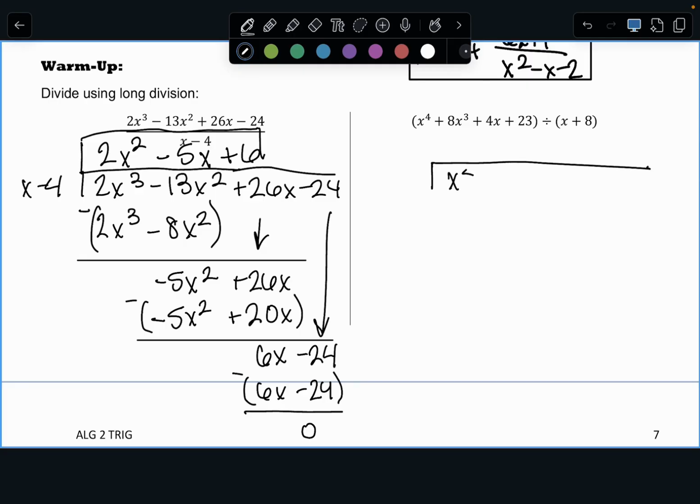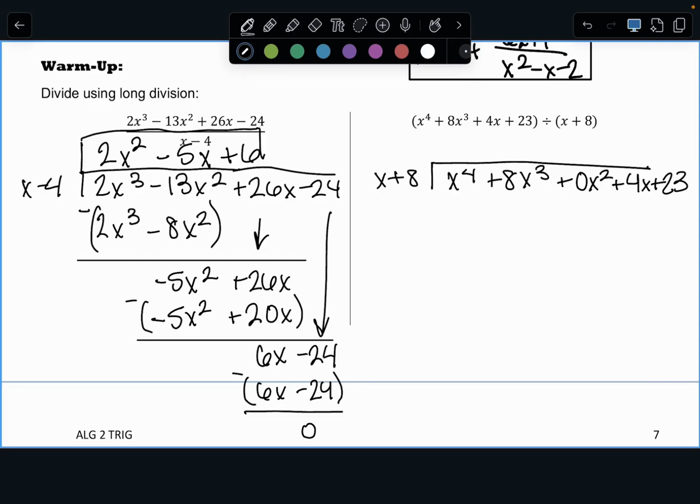Again, we put the larger polynomial on the inside of our division symbol. But what else do I need to add for this polynomial? 0x squared. Yeah, 0x squared, my placeholder. I don't have an x squared term, so let's make it 0. And then still plus 4x plus 23. And your x plus 8 on the left.